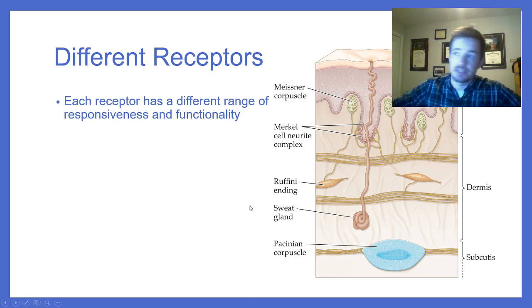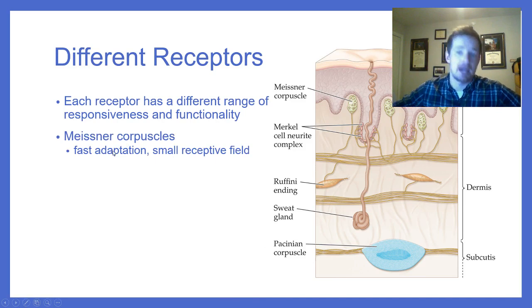So let's look at each of these in a little bit of detail. We have our Meissner corpuscles, which are right here on the top. These have a small receptive field, as you can see, compared to the Ruffini endings, which are a little bit wider, and the Pacinian corpuscles, which are a lot wider. And they are very fast adapting. So they get used to skin being touched or stimulated very quickly.